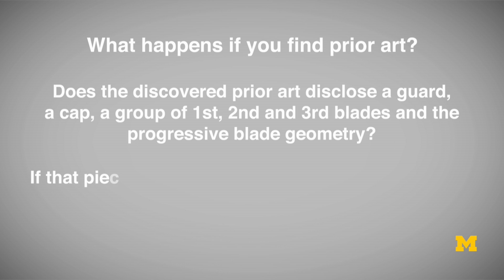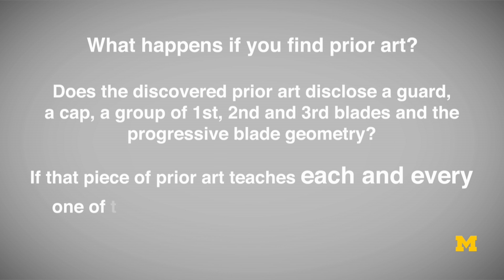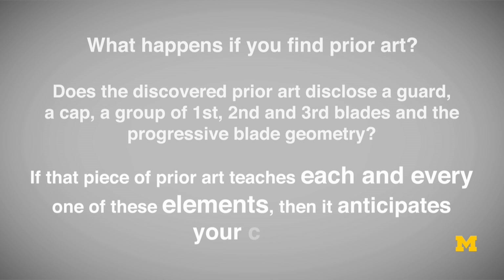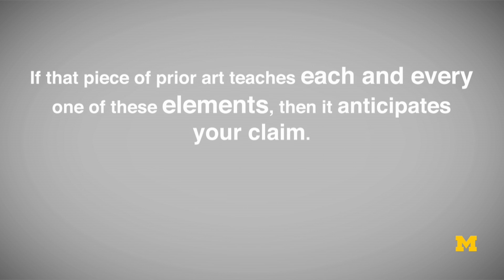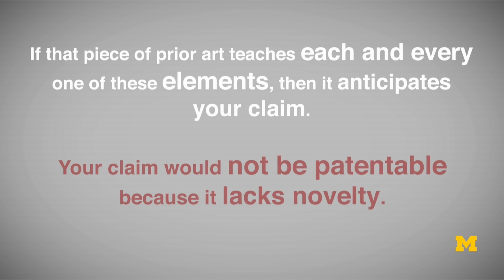If that piece of prior art teaches each and every one of these elements, then it anticipates your claim. That means that the claim, as you're thinking about it right now, would not be patentable because it lacks novelty. Now, that doesn't mean you can't get a patent on your technology.